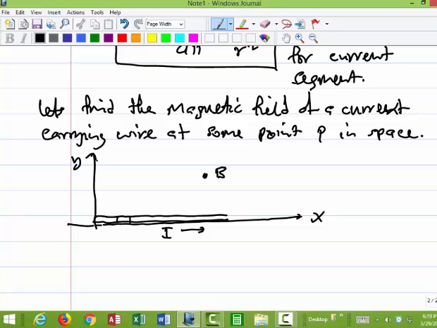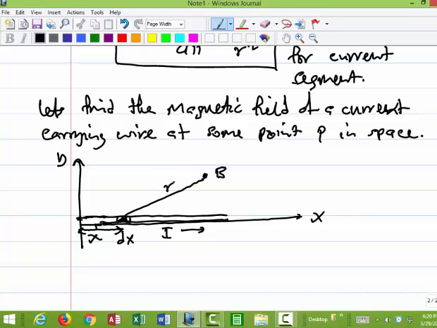So we take a certain segment of length dx. So this is the y-axis. So we are taking a segment of length dx. It's going to be at some distance x from the axis. So we take this distance to be r. And of course, the unit normal vector is r hat pointing here. So the magnetic field at this point is coming out of the board.